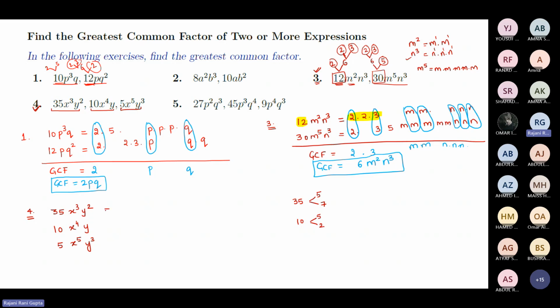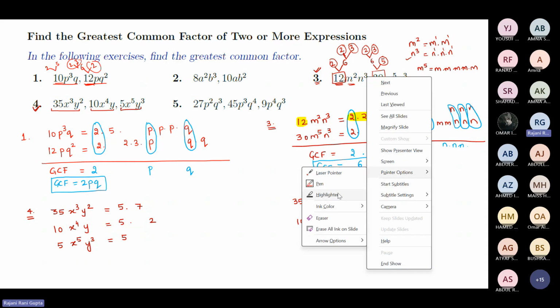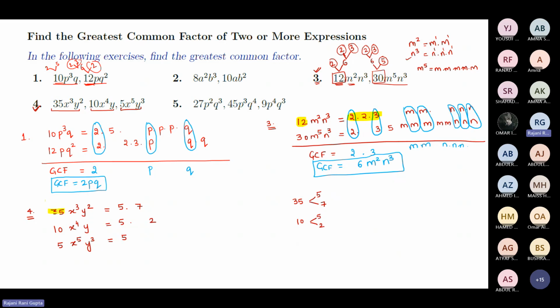So in place of 35, you write 5 times 7. For 10, you will write 5 times 2. Don't write it below 7, okay? And for 5, it's only 5. So what we did here first is make the factors for the numbers. This is how you did it earlier for numbers in chapter number 1.